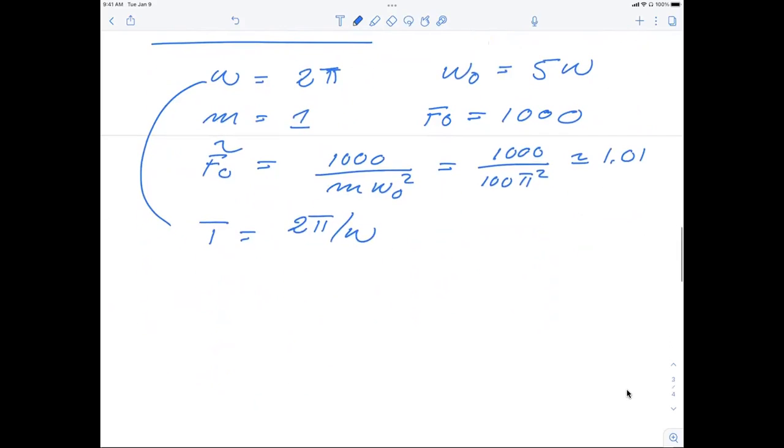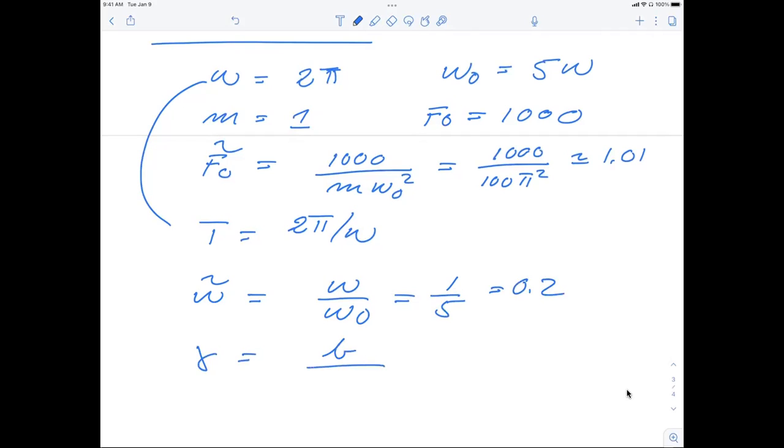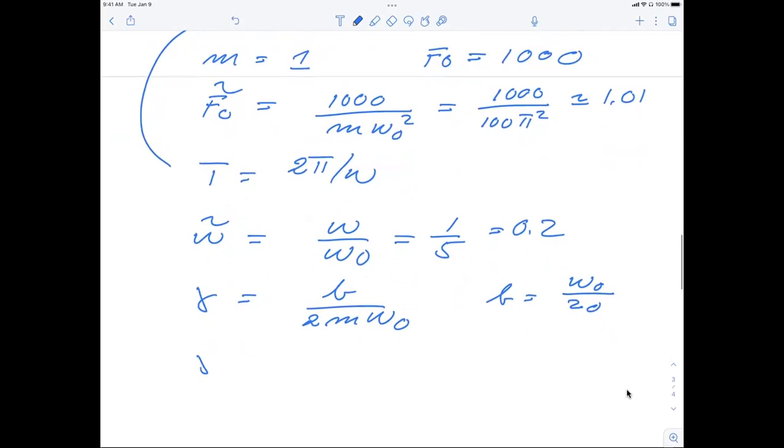This means also that I need to set up this omega tilde in my equations when I want to solve the equations. And that's omega divided by omega 0. And that's 1.1 divided by 5, 0.2. And then I need to plug in gamma, which is equal to the parameter b divided by 2 times omega 0. And I'm going to choose a value for this b. I'm going to choose this b, which is simply equal to omega 0 divided by 20. So that means that my gamma is going to be equal to 0.025.